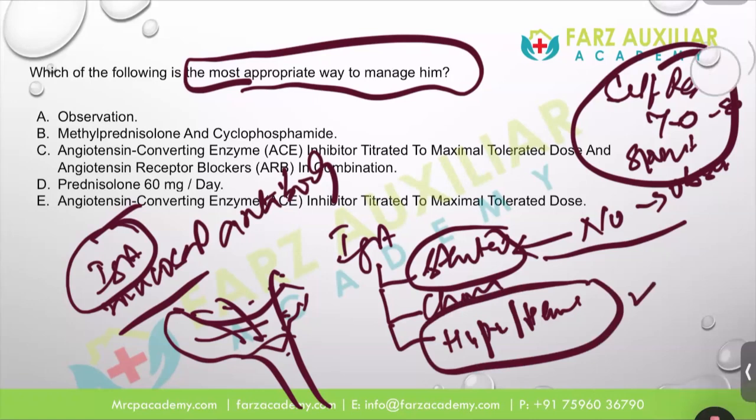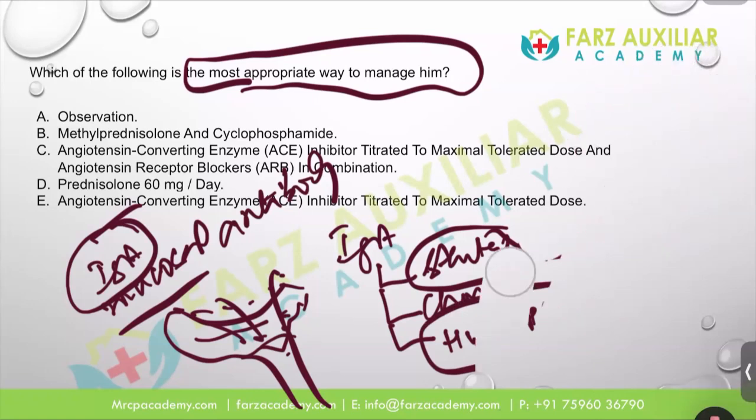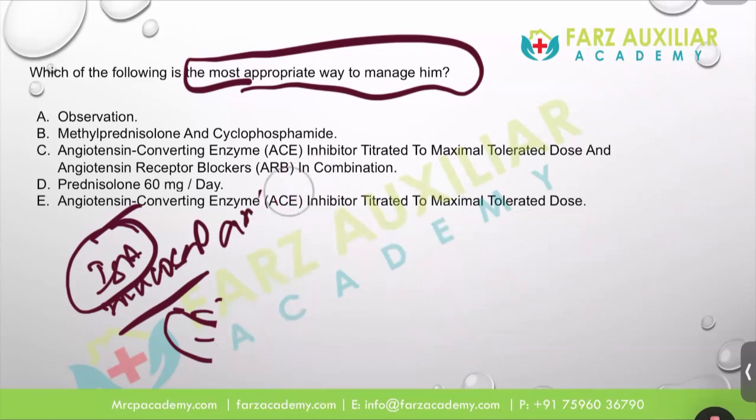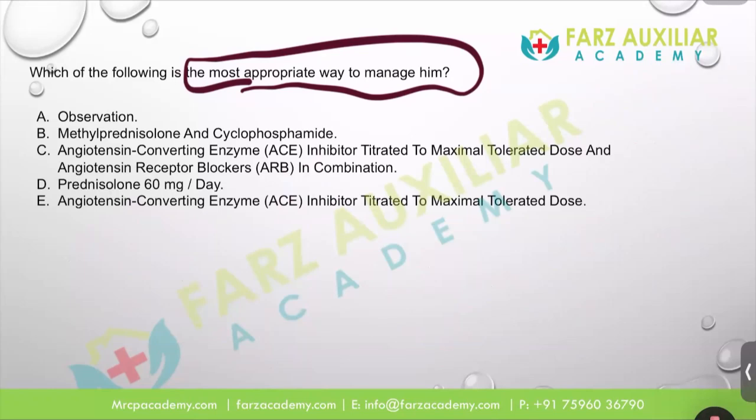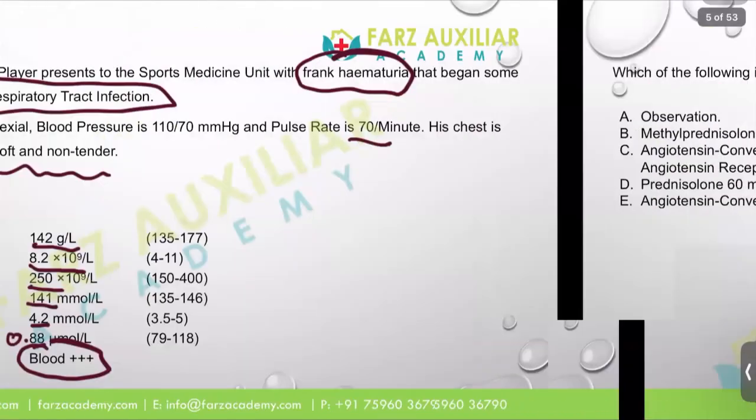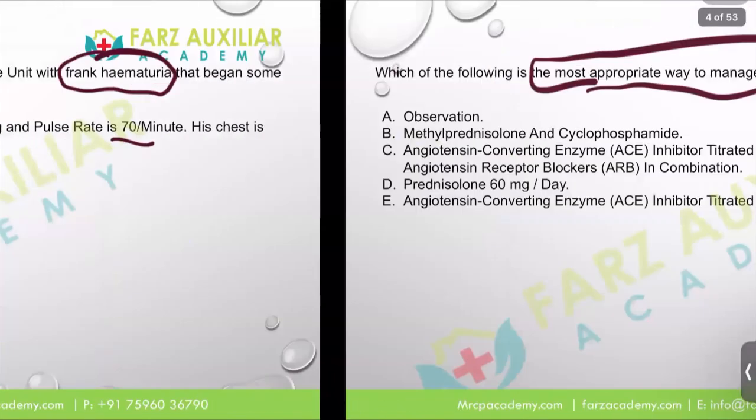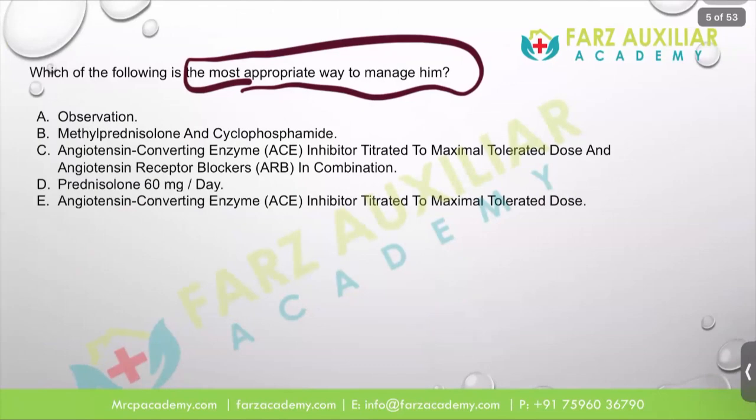Kindly tell me, out of these options, which one suits my patient the most? He's a 20-year-old player. He went on to play, but then he had URI, he had hematuria. He's just come to you saying I have hematuria for the last 2 days. What will you do? Will you observe? Will you start the patient on steroids and cyclophosphamide? Will you put the patient on ACE inhibitors titrated to maximum tolerated dose when his blood pressure is only 110/70? Will you put the patient on a high dose of steroid equivalent to the body weight? Or start an ACE inhibitor titrated to maximal tolerated dose? Okay, so what is the answer?